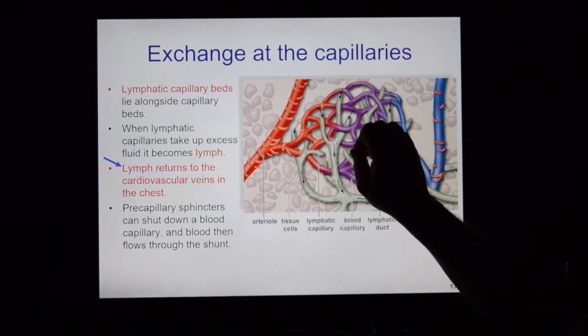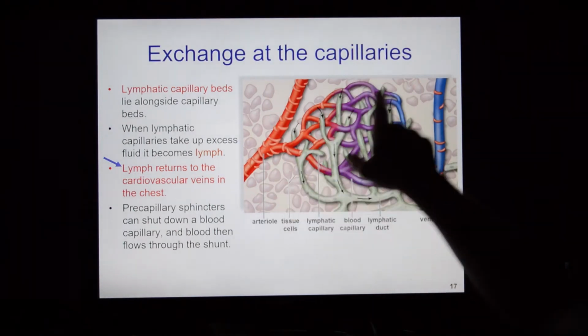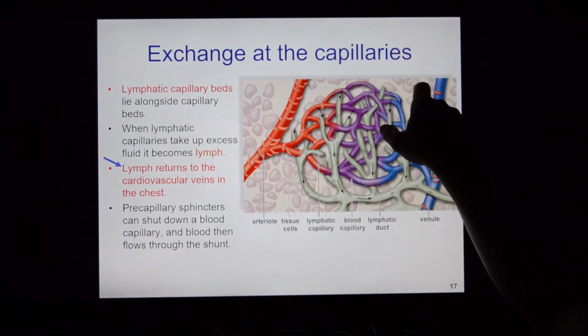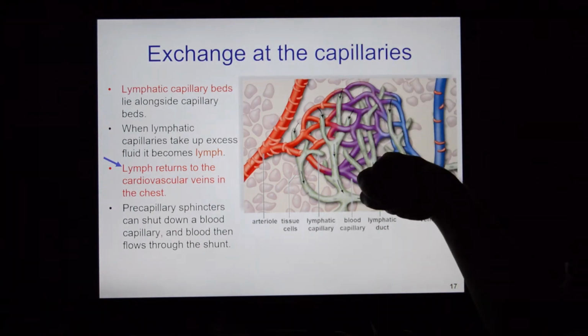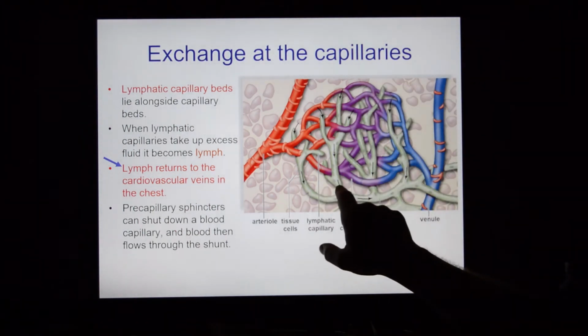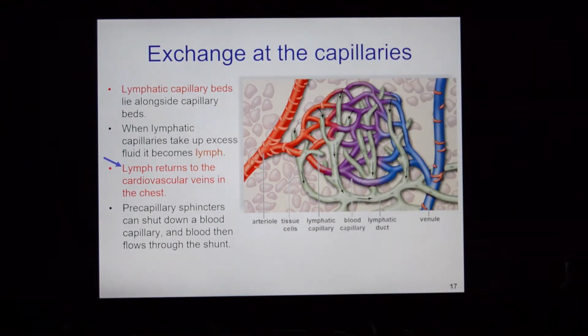Every time your heart beats, your capillaries leak out fluid that exchanges nutrients and oxygen and all that fun stuff with surrounding tissues. Some of the fluid that's leaked out doesn't get back into the cardiovascular system. So it's picked up by the lymphatic system and then carried back to the heart.